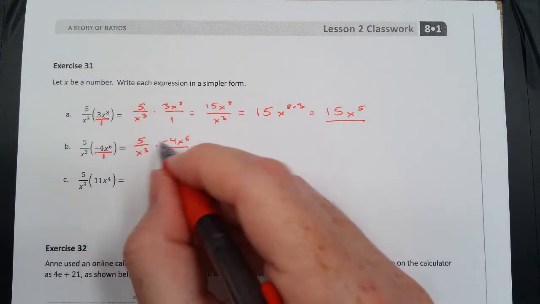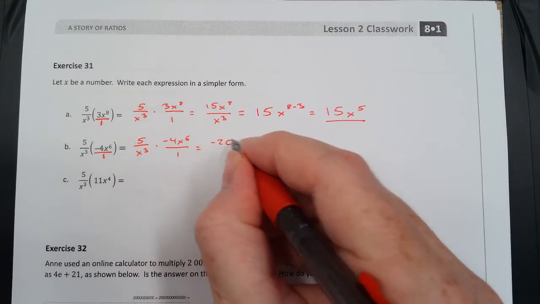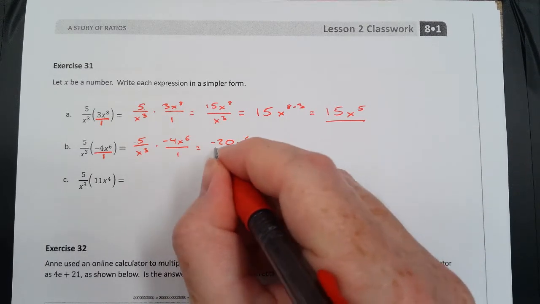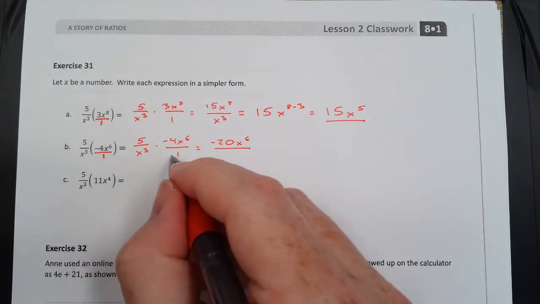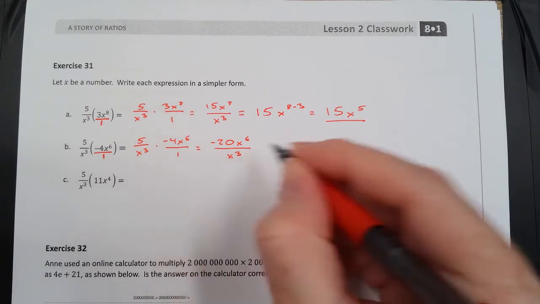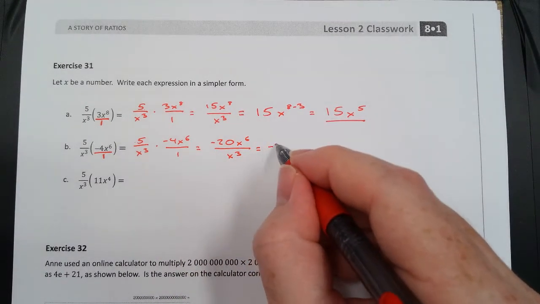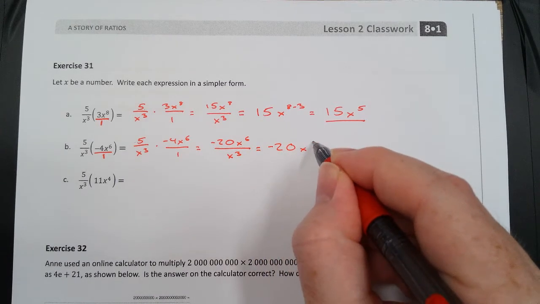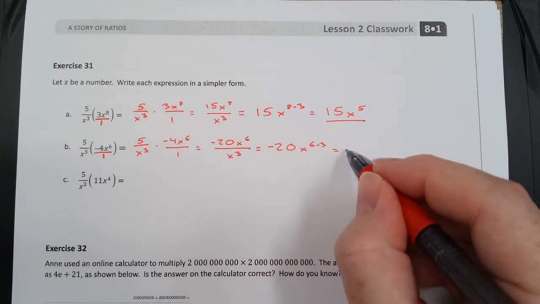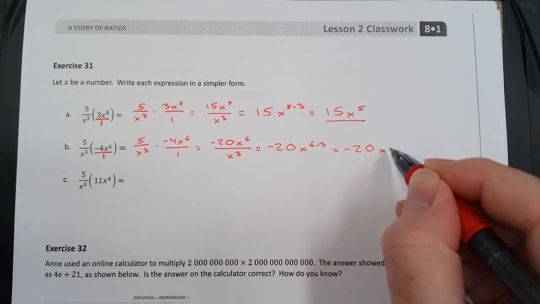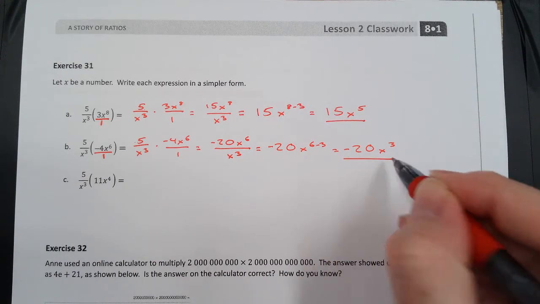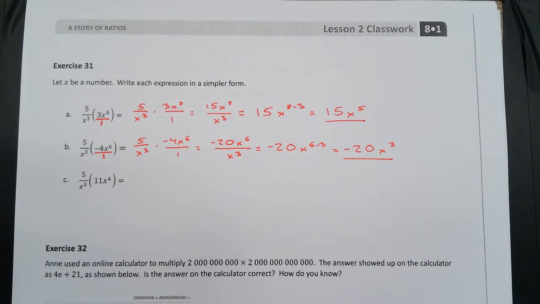Numerator times numerator, 5 times negative 4 is 20. The x to the 6th remains the same. X cubed times 1 is x cubed. And simplify the variable part using today's rule, x to the 6th minus 3. On your own, you should have got negative 20 x to the 3rd. And that is the answer.